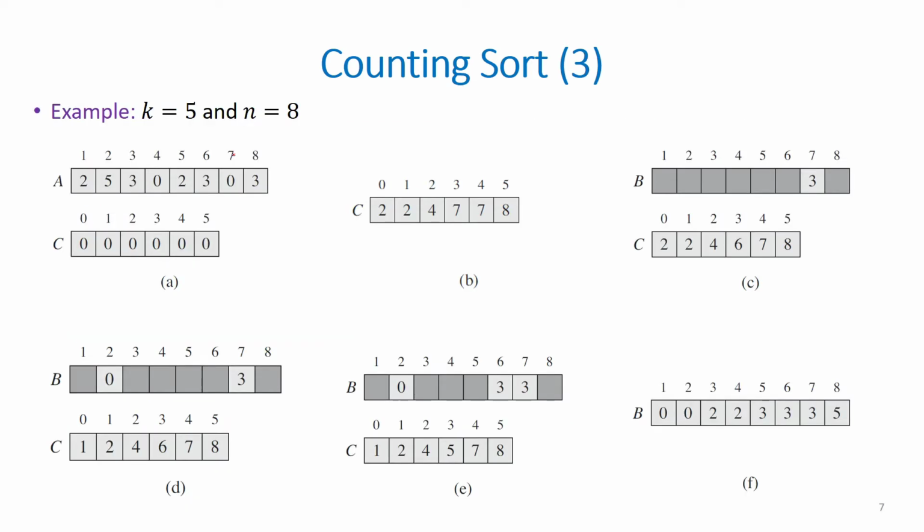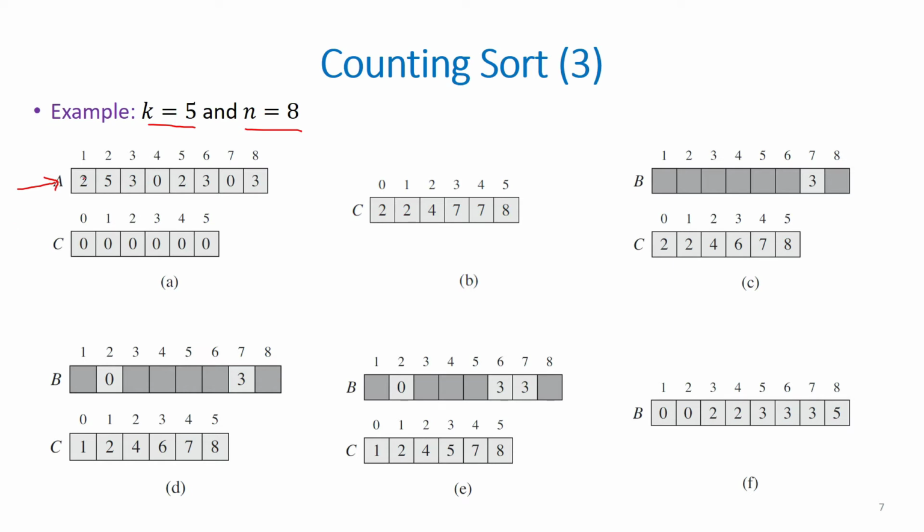Now let's visualize how counting sort works using this example where k is equal to 5, n is equal to 8, and the array A is of length 8, and we have an auxiliary array C of length 6. We see that the array C has all 0 elements, which is the initialization step, done by the for loop on line 2. The for loop on line 4 counts the number of times each value is repeated and places it in its position in the C array.